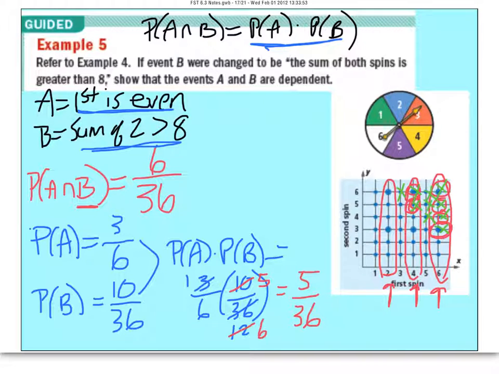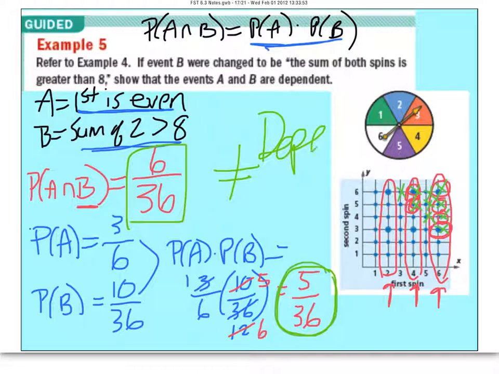So now you compare the two probabilities. This is the probability of A times the probability of B versus the probability of A and B together. They are not equal to each other, therefore these events have some dependency. So they are dependent events.